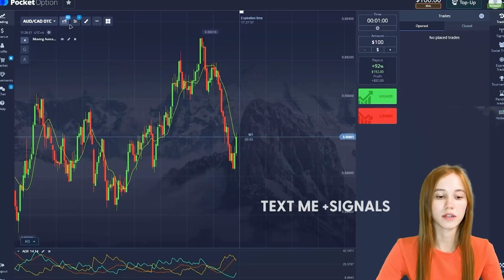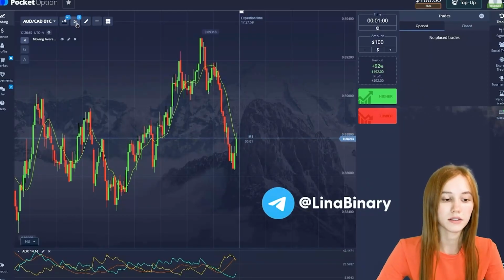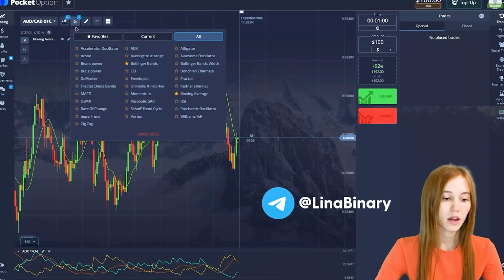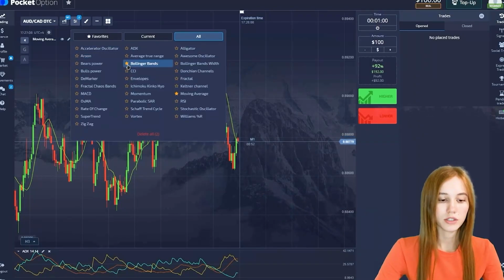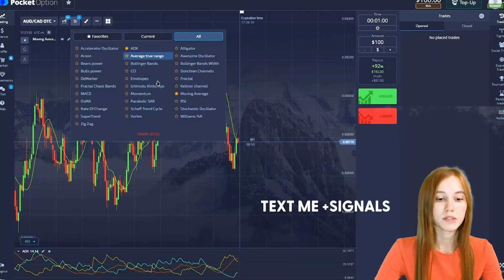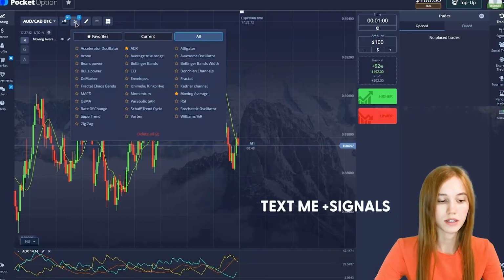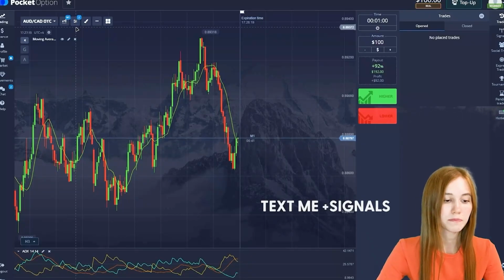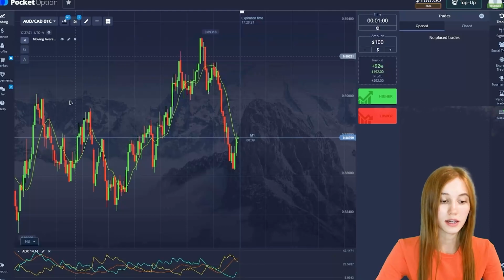You can turn on the indicators by clicking on the button here. For us, it's ADX and moving average. Let me tell you more about these indicators. Let's start with the moving averages in more detail. This is the green line. I can highlight it. Here are its settings.